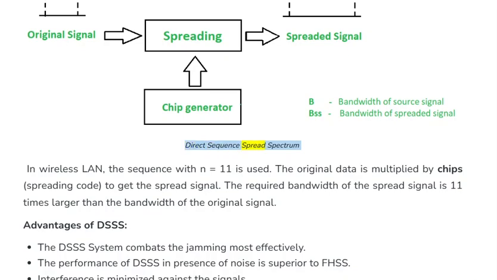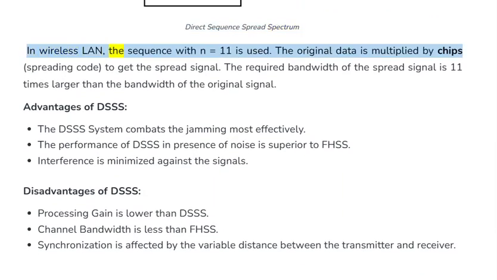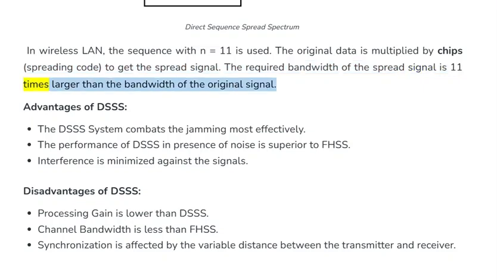Direct sequence spread spectrum. In wireless LAN, the sequence with n equal to 11 is used. The original data is multiplied by the chips, the spreading code, to get the spread signal. The required bandwidth of the spread signal is 11 times larger than the bandwidth of the original signal.